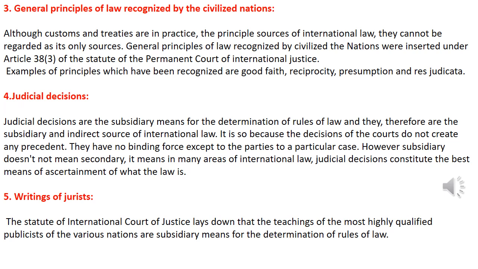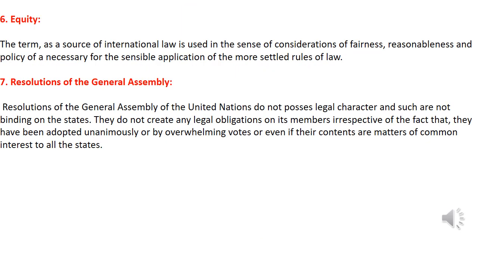Next comes the writings of the jurists. The Statute of the International Court of Justice has also laid down that the teachings of highly qualified writers, jurists and publicists form some of the sources of international law. Next is equity. The term as a source of international law is used in the sense of considerations of fairness, reasonableness, equity and good conscience. These are the policies which are necessary for the sensible application of the more settled rules of law.